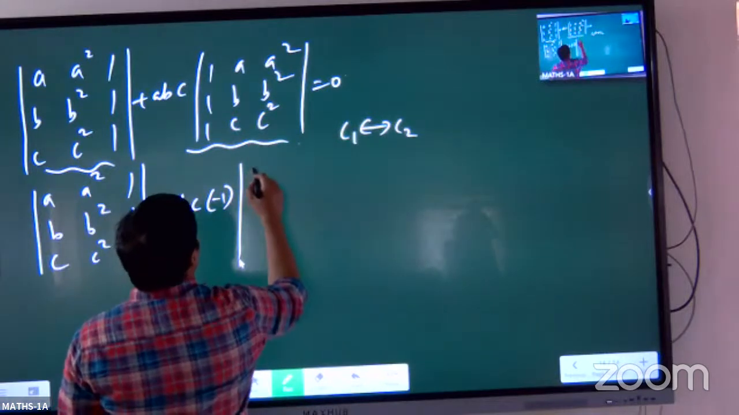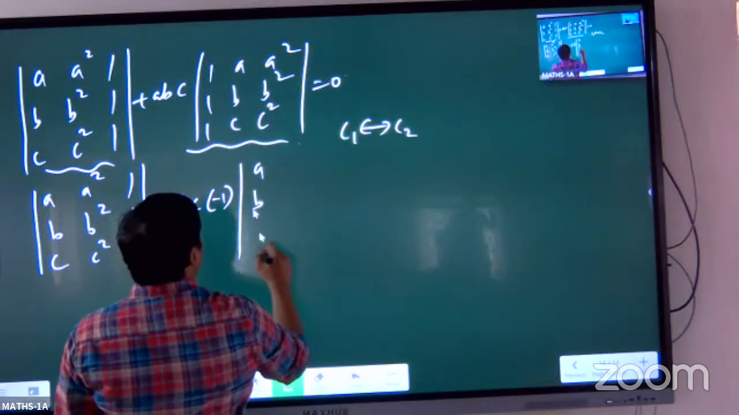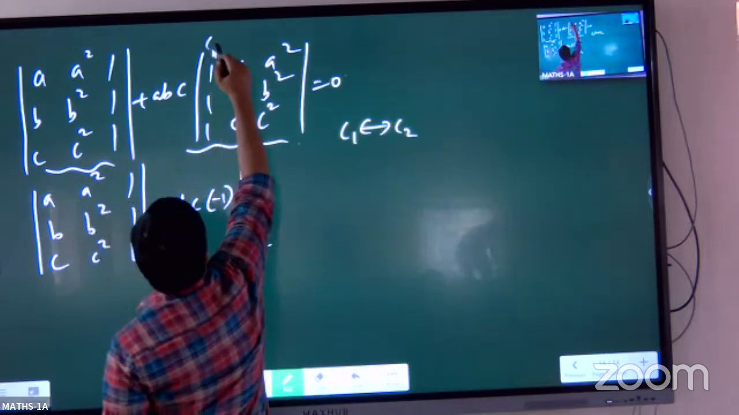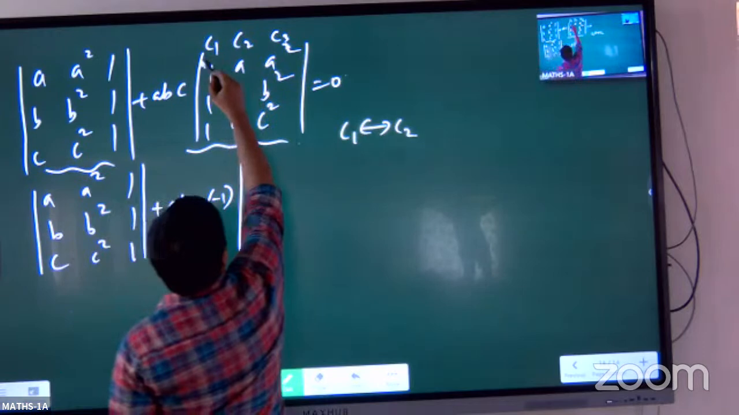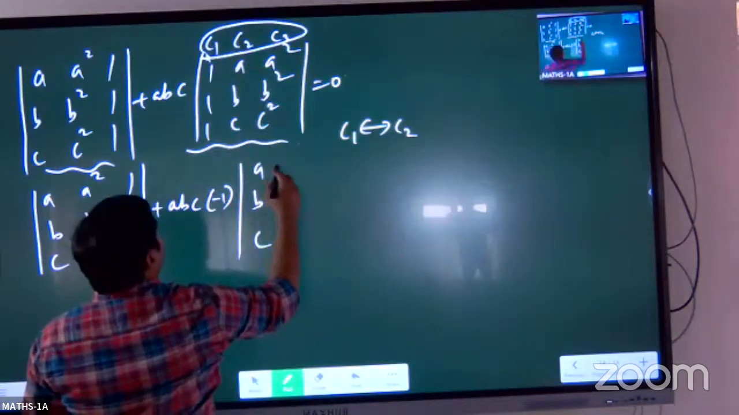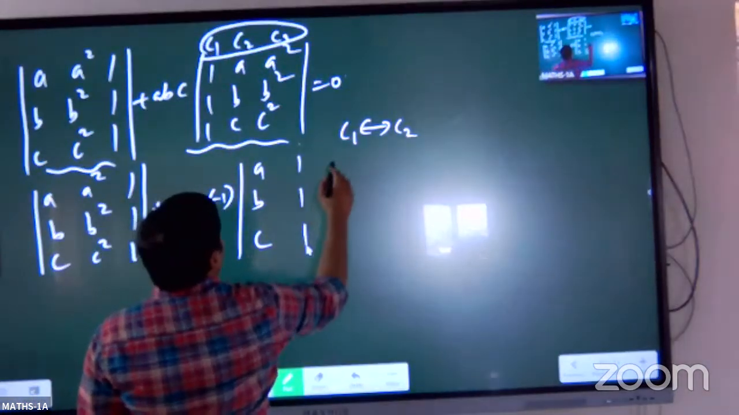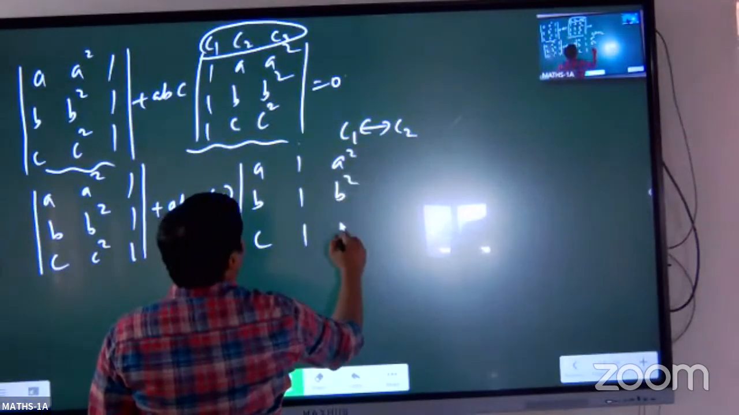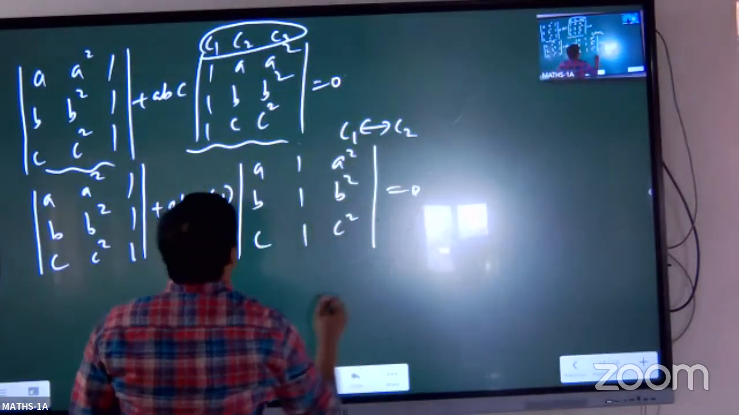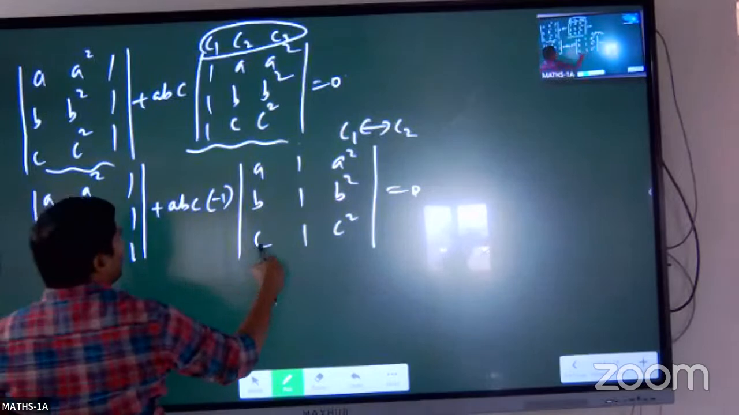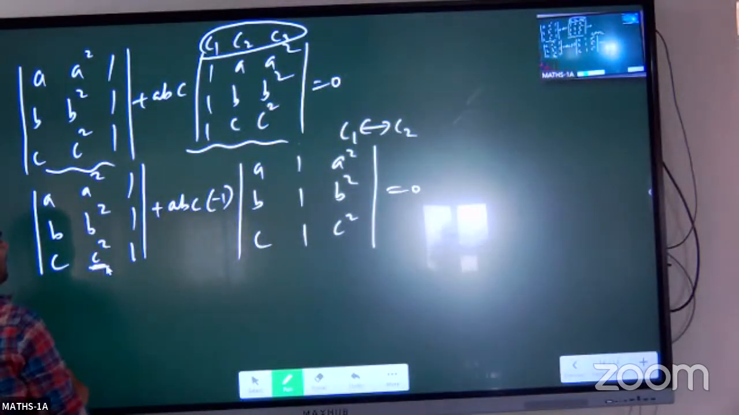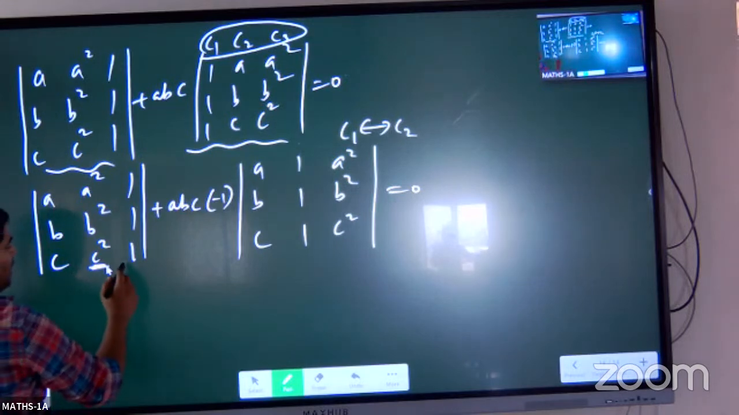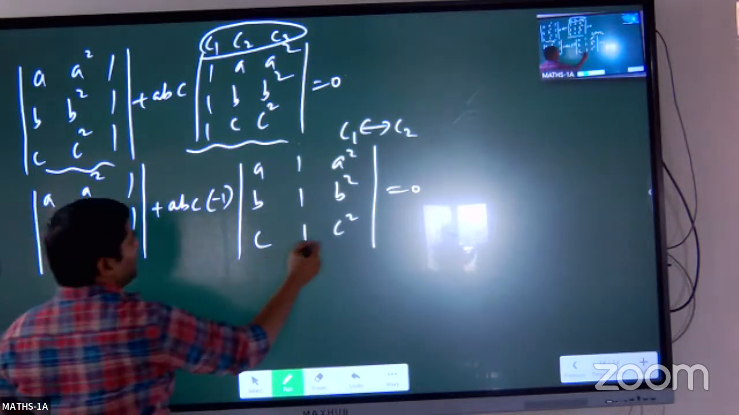So your C1 means here I get A, B, C. This is C1 students. This is C2. This is C3. Row columns I'm talking about. Is it clear? Right. So next 1, 1, 1. Next A square, B square, C square equal to 0. But still it won't look like the same. Now what is the difference? Here A square, B square, C square I'm having in second row, second column, and 1, 1, 1 in third. But here it is in opposite.